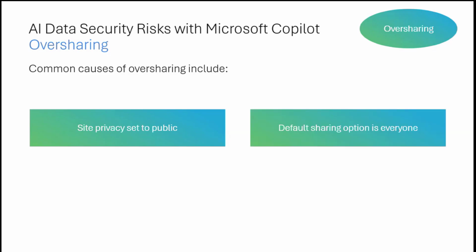Default sharing option is everybody. So a lot of the times, yes, this helps with productivity to have your default sharing link option set to everyone. However, having that as the default means that almost every file within your organization that's shared is going to be shared with everyone. That is just a classic common cause of oversharing, having internally overly broad permissions.